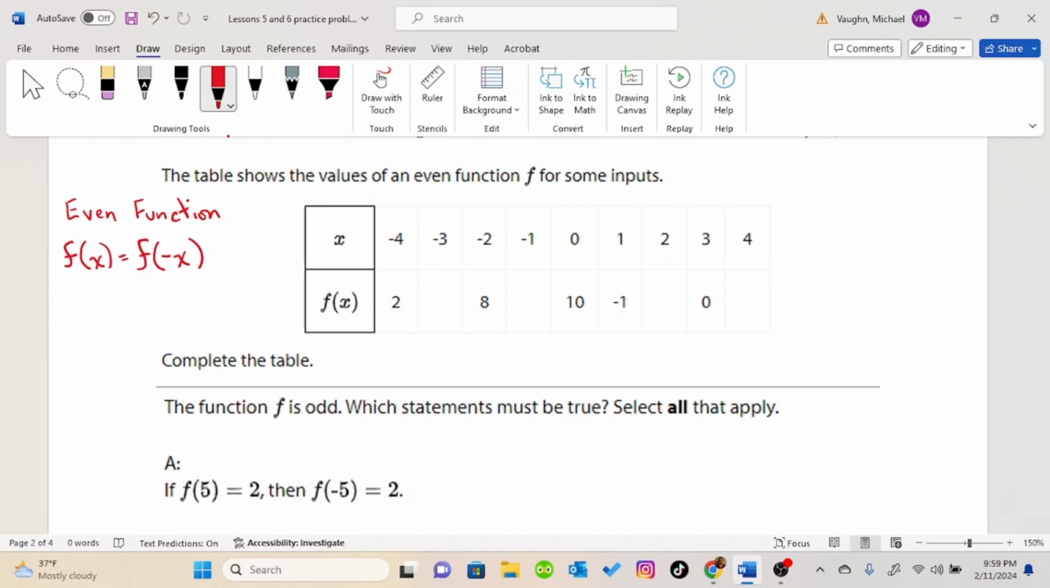Here, we don't know what f of negative 3 equals, but we do know that f of 3 equals 0. For this to be an even function, f of 3 needs to be the same as f of negative 3, so that means this is 0. Next, we have f of negative 1. That means it needs to match f of 1, which is negative 1.